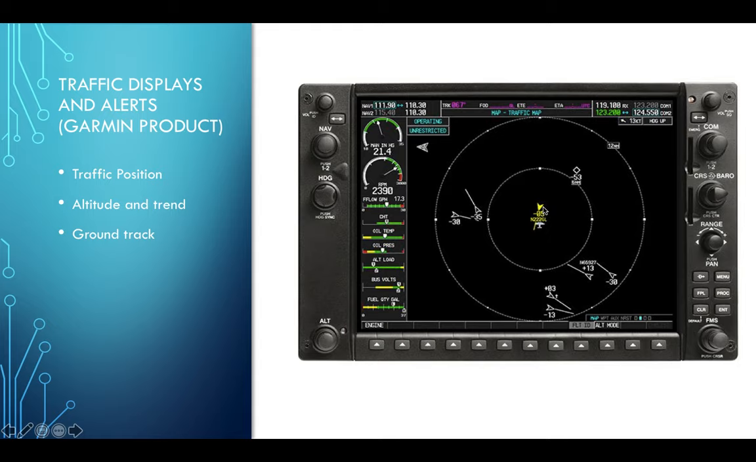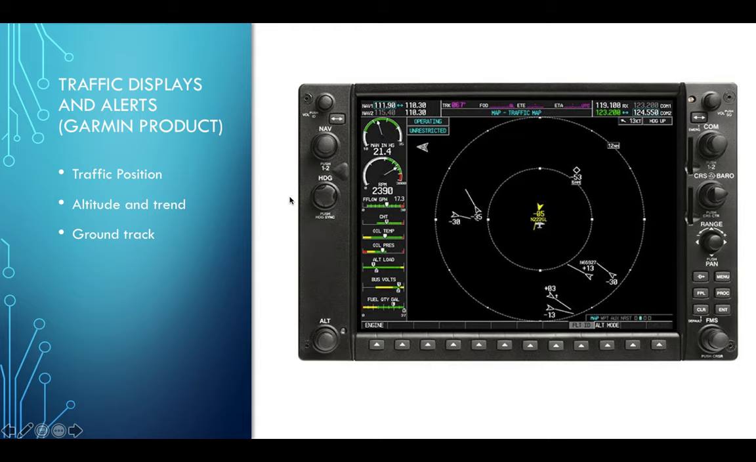This guy right here is nearly coming head on at you. He's 500 feet below you, and the minus sign tells you he's descending, and it gives you his tail number as well. Some installation types don't give the tail number unless they're configured a certain way. Ours doesn't, but this particular GPS does.